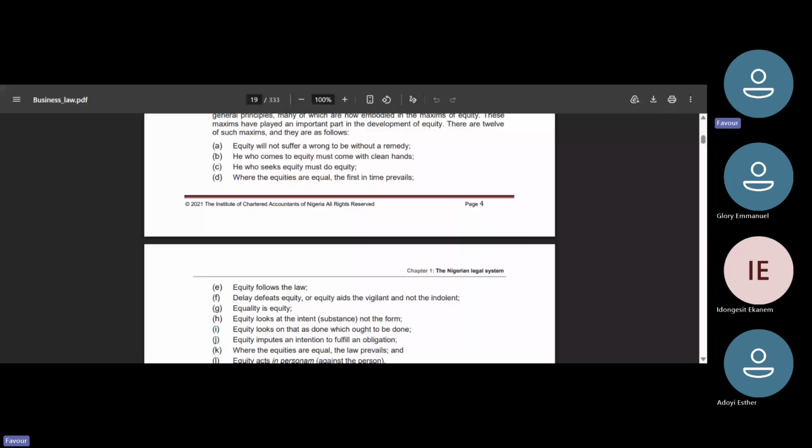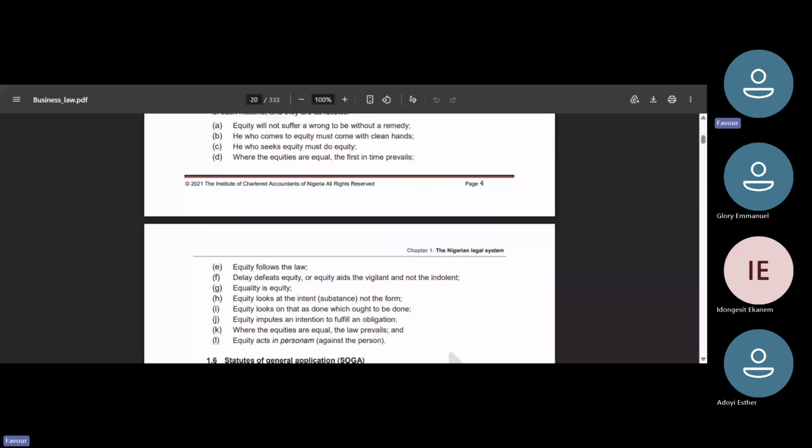Then the fourth is where the equities are equal, the first in time prevails. When the equities are equal, the first in time prevails. It's basically saying that when two people have equal equities, the first person, the first equity, is going to prevail.